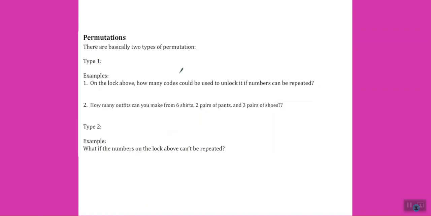For permutations, there's two types we're going to be looking at. The first is called a repeating permutation, and we just multiply all the possibilities.